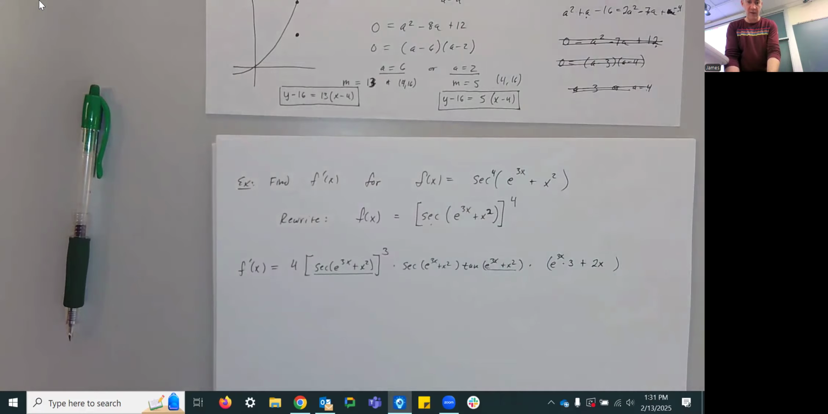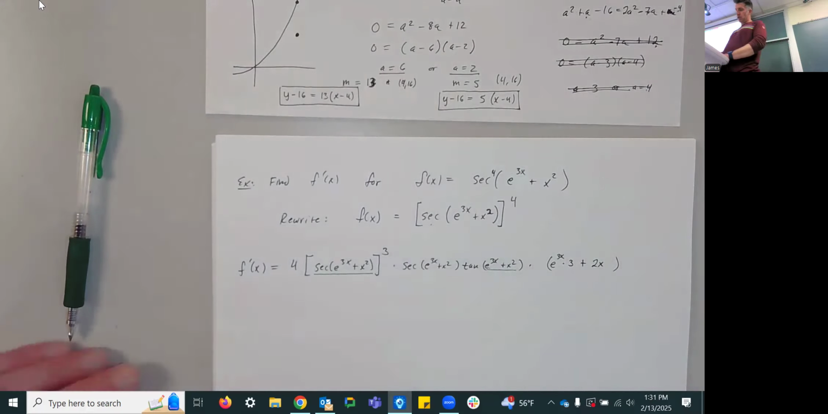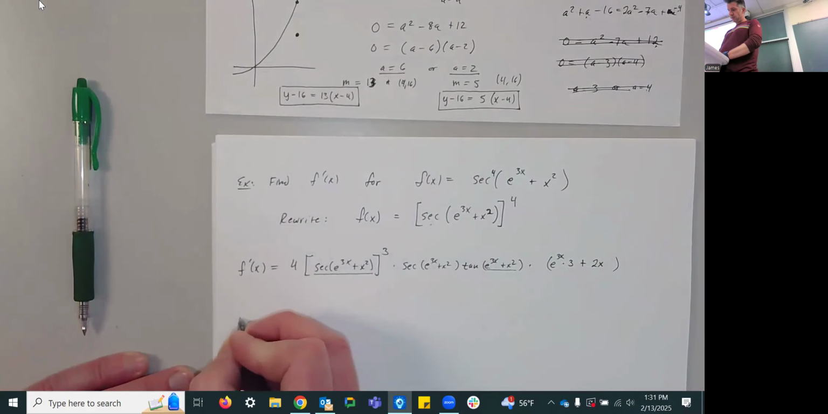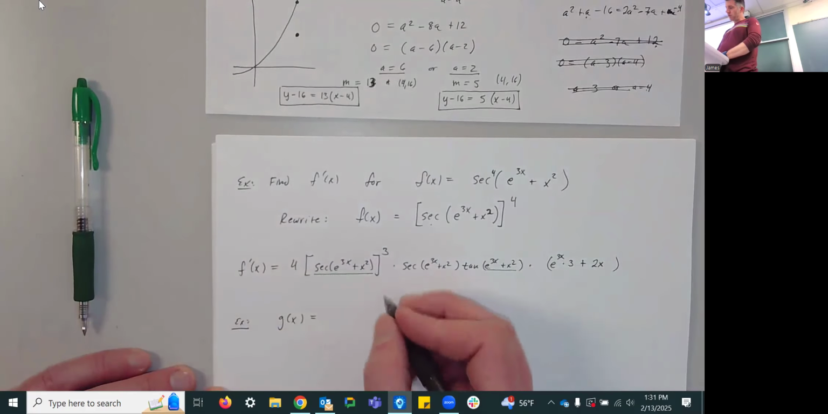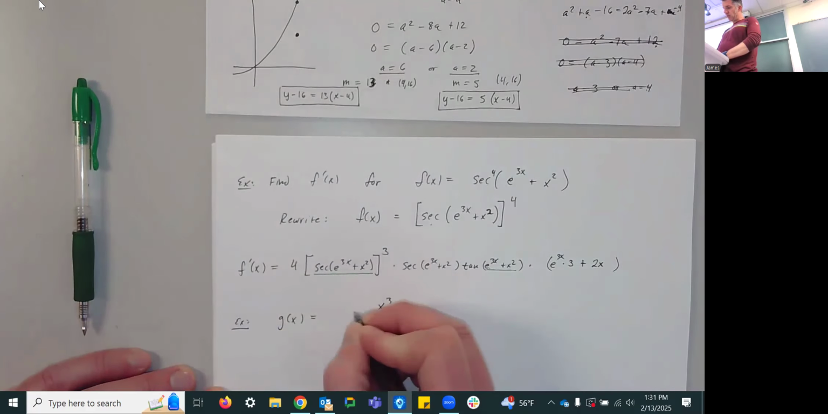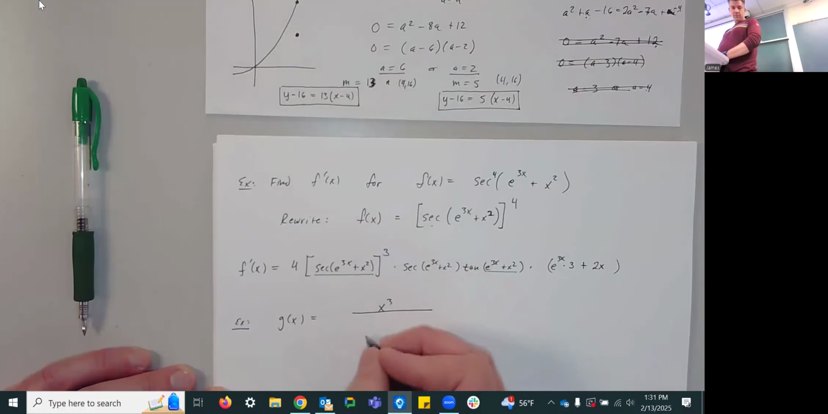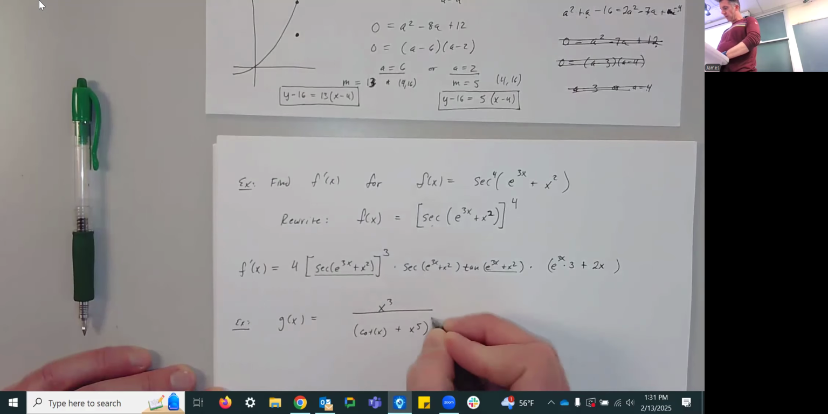So I would definitely recommend, yeah, let's do one more. Let's say we have something like g of x equal to x cubed over cotangent of x plus x to the 5th to the third power, to the 13th power.